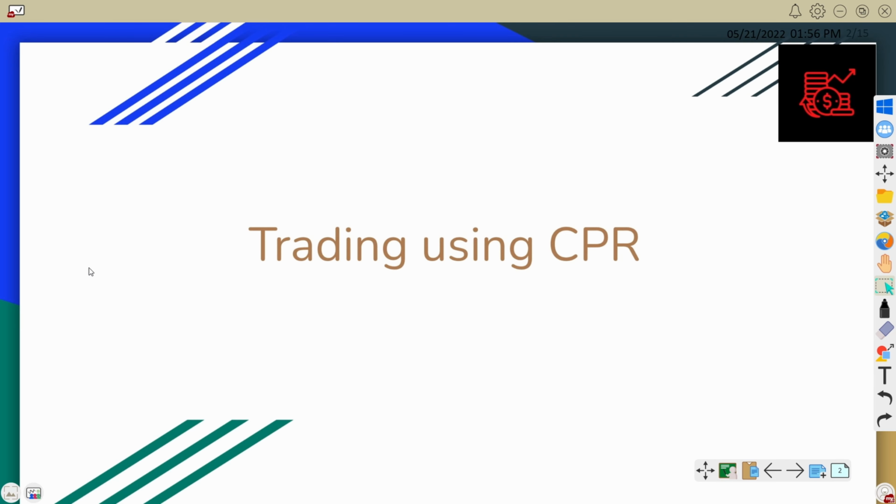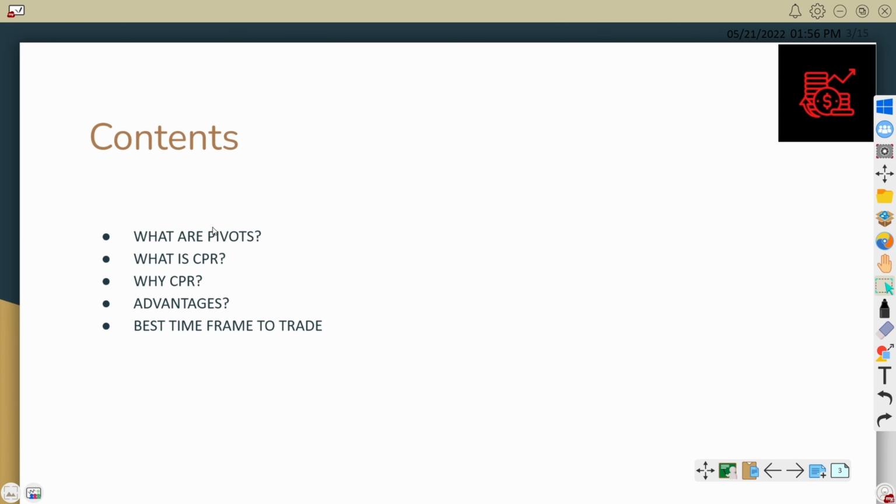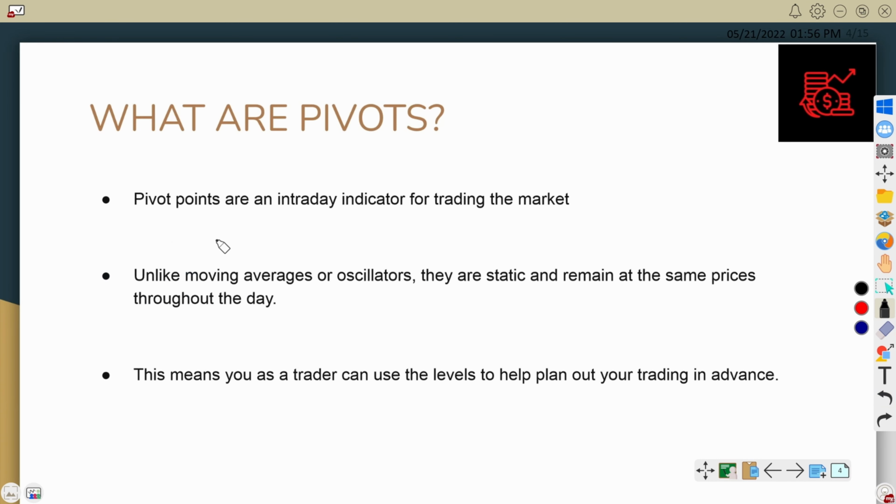So anyways, today I'll be talking about the indicator that I personally use called the CPR. To take a look at CPR, basically it consists of pivots. So we'll look at what pivots are in the first place. Pivots are an intraday indicator for trading the market.